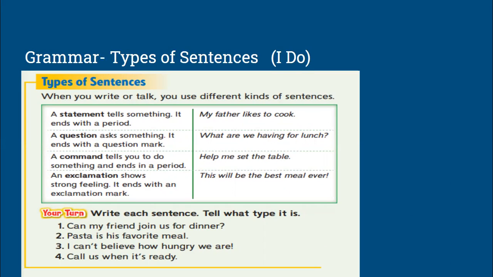This one was types of sentences. The "I do": all I did was go through the information and present each type. This is for third grade grammar. I presented the types of sentences and went through each sentence and explained why the sentence was a question or a command or a statement.